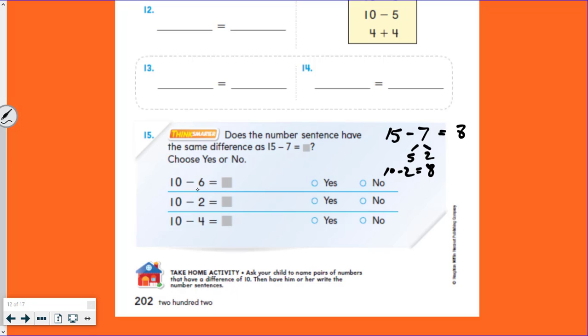So I have to see if these equal 8. So 10 minus 6 is 4. 10 minus 2 is 8. And 10 minus 4 is 6. So which ones have the same difference as 8, for 15 minus 7? So that's going to be a no. And that's going to be a yes. And that one's going to be a no.